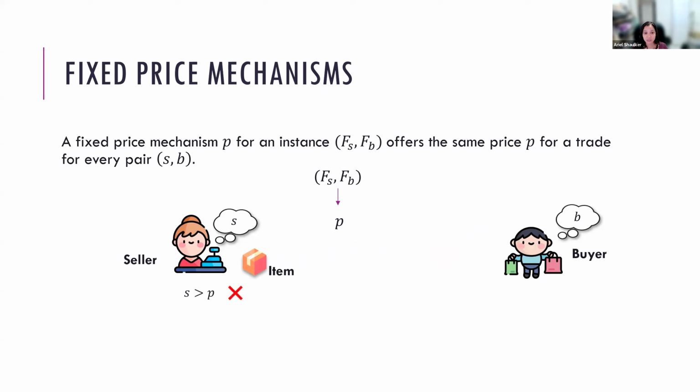However, if the value of the seller is larger than P, or the value of the buyer is smaller than P, then there will be no trade. Now, this class of mechanisms is important because they are simple mechanisms, but also this is actually the class of dominant strategy mechanisms. We have an equivalence between fixed price mechanisms and dominant strategy incentive compatible mechanisms in this setting. It was observed by Blumrosen and Dobzinski.